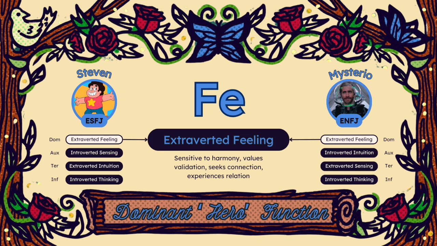However, both characters can face challenges stemming from their external feeling dominance, including moments of insecurity, conflict aversion, and occasional sanctimonious behavior. Understanding the nuances of these functions, even past how they look in a dominant hero position in the function stack, offers a profound insight into the unique ways individuals interact with the world.